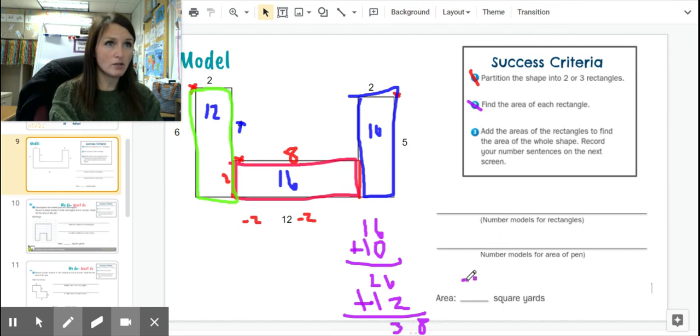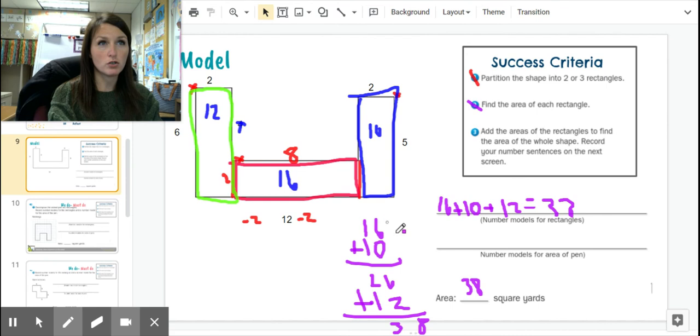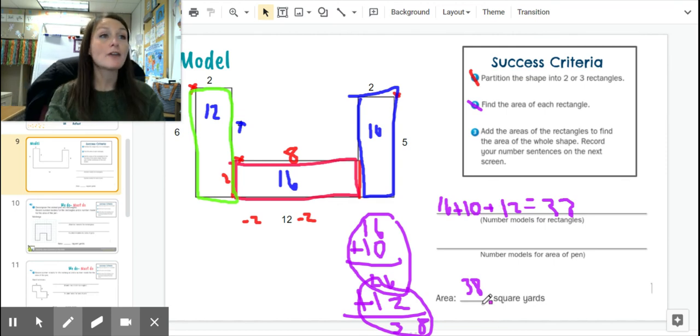So my area should be 38 square yards because my number models were 16 plus 10 plus 12, which altogether equaled 38. And I don't have to worry about this. This would be if I wanted to do my next number model, if I showed you this one first, and then this one again, or you can just show how you add them all up here together. Either way is fine, okay? Add them all up or break it up into 2 pieces.